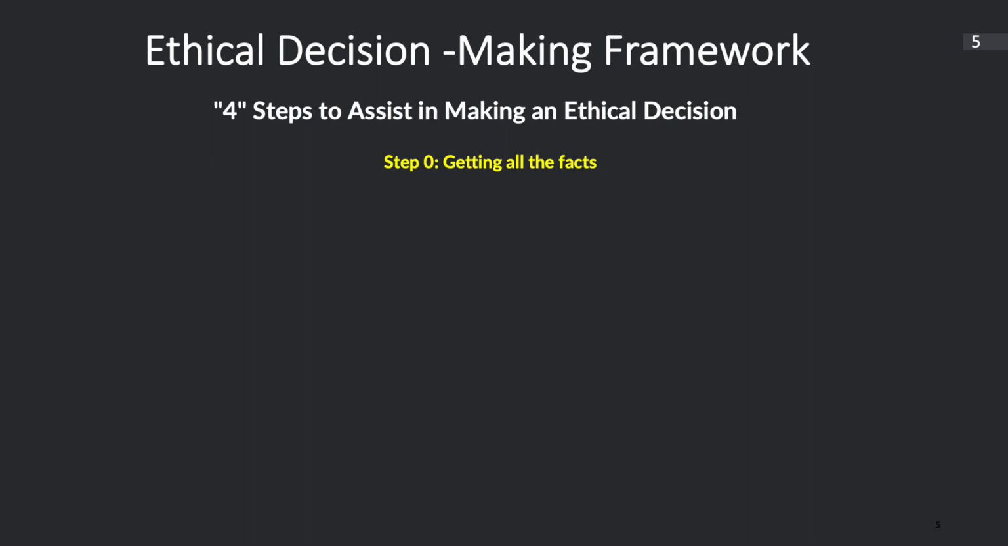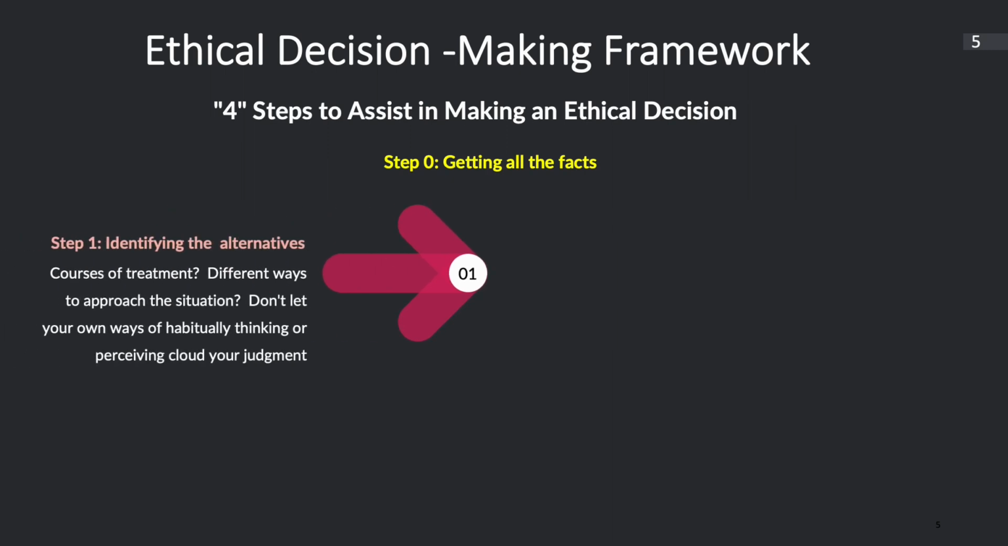Sometimes it's impossible to get every single fact. Sometimes as you work through the process, you realize that, I think I need some more information. But step 0 really is getting as many of the objective facts as you possibly can. And then formal step 1 is identifying alternatives.